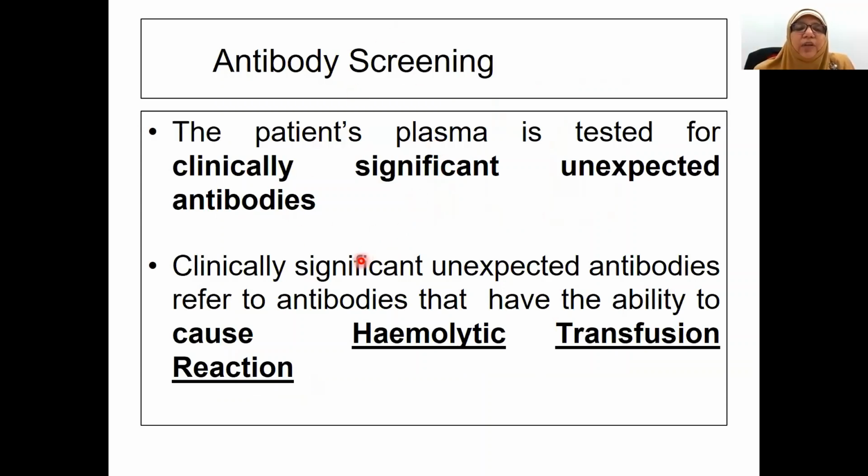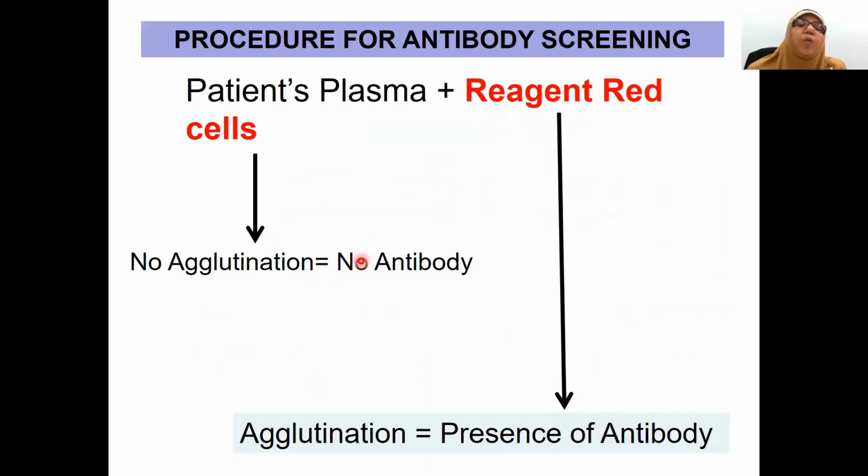So when we do antibody screening, basically we want to look for, does the person have antibodies other than the anti-A, anti-B just now? We don't look at that. Other antibodies, anti-big E, anti-big C, or anti-Kell, and all those that can cause hemolytic transfusion reaction.